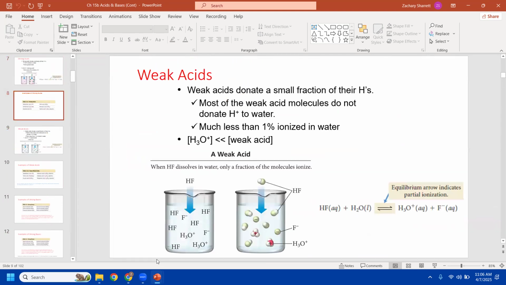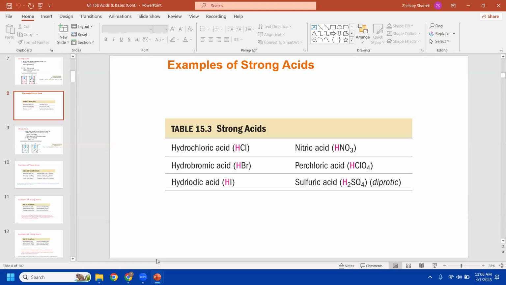Where is it? Strong acids. So these are the strong acids. If it's not a strong acid, what does that mean, Bailey? Then it's a weak acid. Do you have to memorize all 100 weak acids in the world? What do you have to do, Ella?